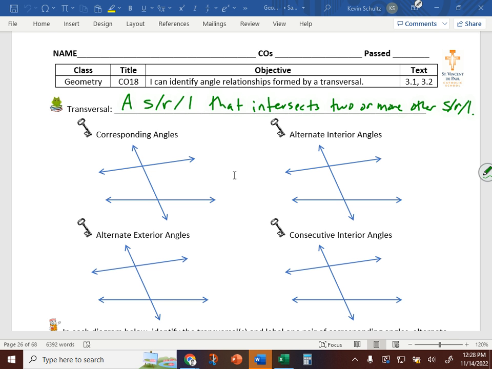So I've got the same kind of diagram here for the four different types of angles we're going to talk about. And what line in this figure is the transversal? The top horizontal one, the bottom horizontal one, or the vertical-ish one? Noah, the vertical-ish one, okay? It is the segment, ray, or line that intersects the other two, okay?